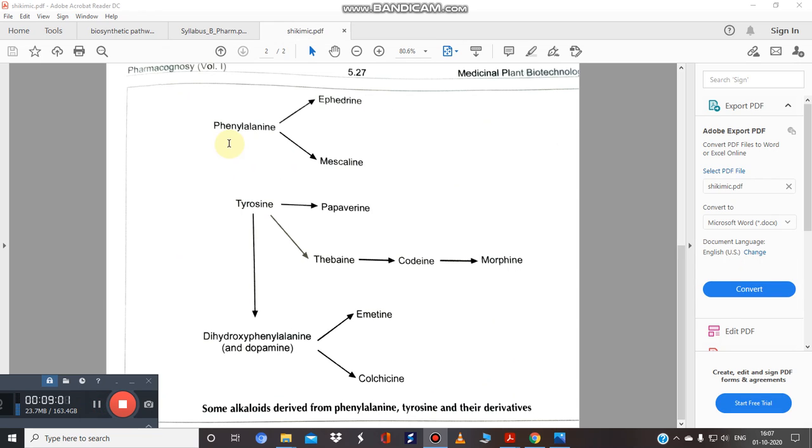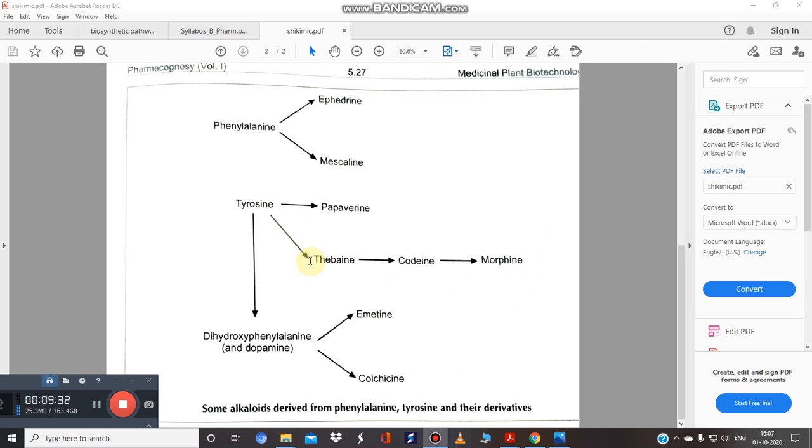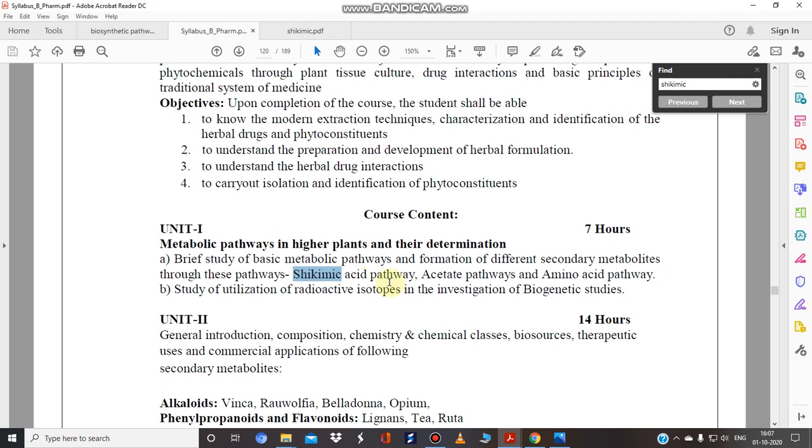And after the production of these amino acids, suppose tyrosine is produced by the shikimic acid pathway. So tyrosine results in the production of different types of metabolites, like in this case alkaloids are produced like papaverine, codeine, morphine and thebaine. And phenylalanine is producing ephedrine and mescaline. These are also types of alkaloids. And over here shikimic acid is directly producing this C15 intermediate, which then produces different types of flavonoid derivatives. So I hope this will give you a brief idea about how the shikimic acid pathway results in the formation of secondary metabolites. So we have completed the production of secondary metabolites via the shikimic acid pathway.